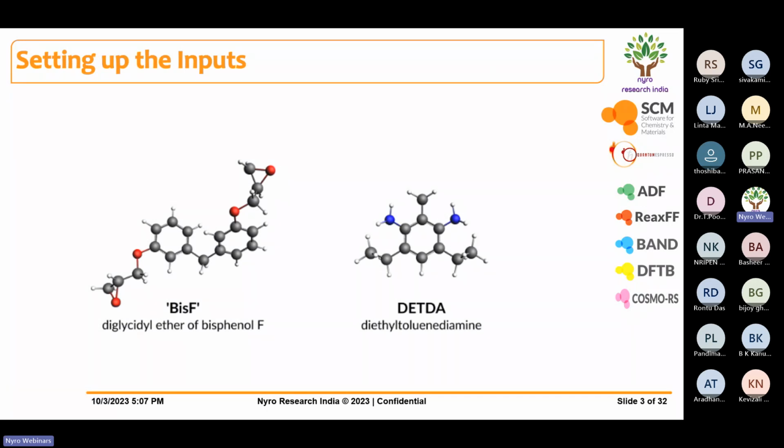So how to set the inputs? The two molecules which I'm selecting are diglycidyl ether of bisphenol F and diethyl toluidine diamine. The cross-linking polymerization reaction occurs between the epoxy and the amino groups. The reaction is depicted in its simplest non-catalyzed form. So these two are my monomers.